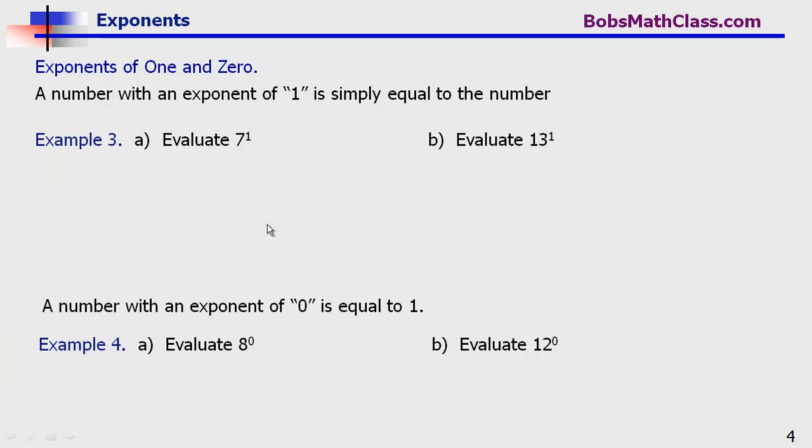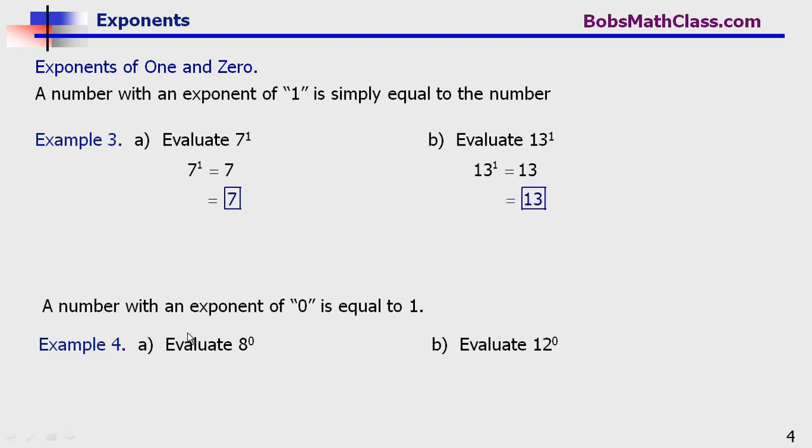Okay. Now let's do some problems where the exponent is a 0 or a 1. A number with an exponent of 1 is simply equal to the number. So 7 to the 1, you just write down the 7 one time. There's nothing to multiply it by. So the answer is 7. So here's our next problem, 13 to the 1. What's that answer? That's right, 13.